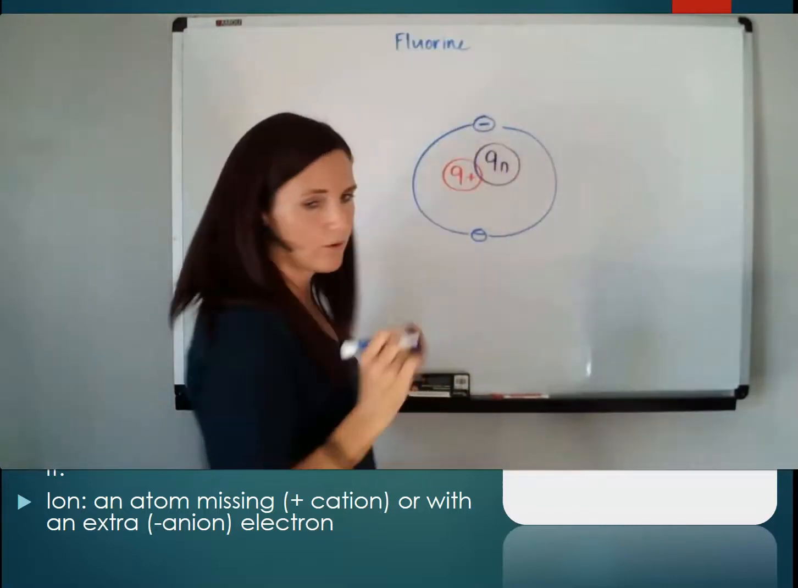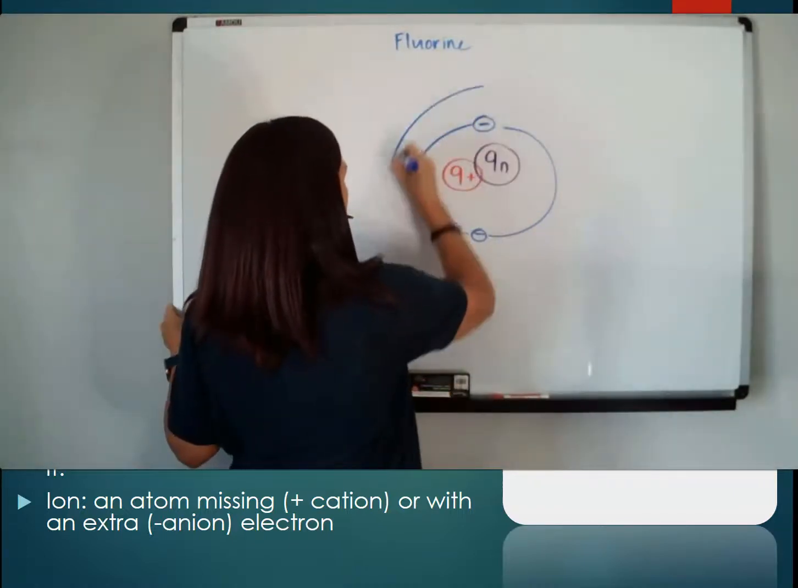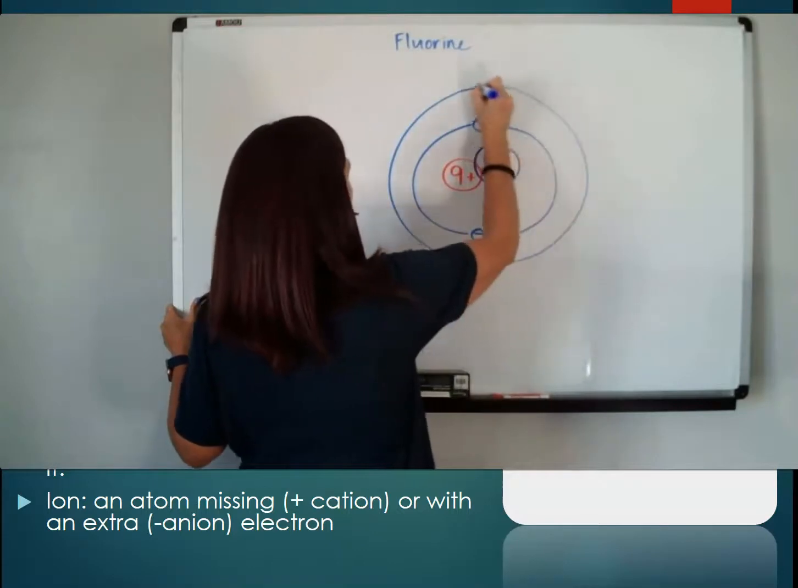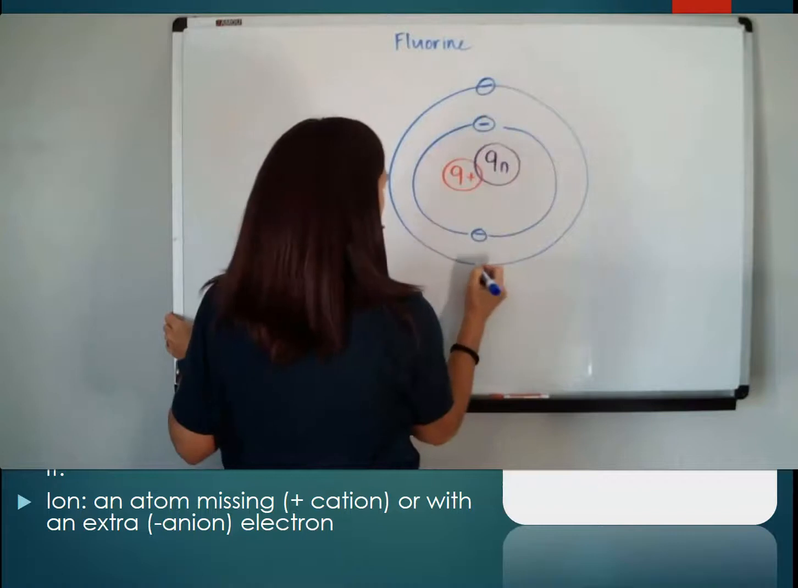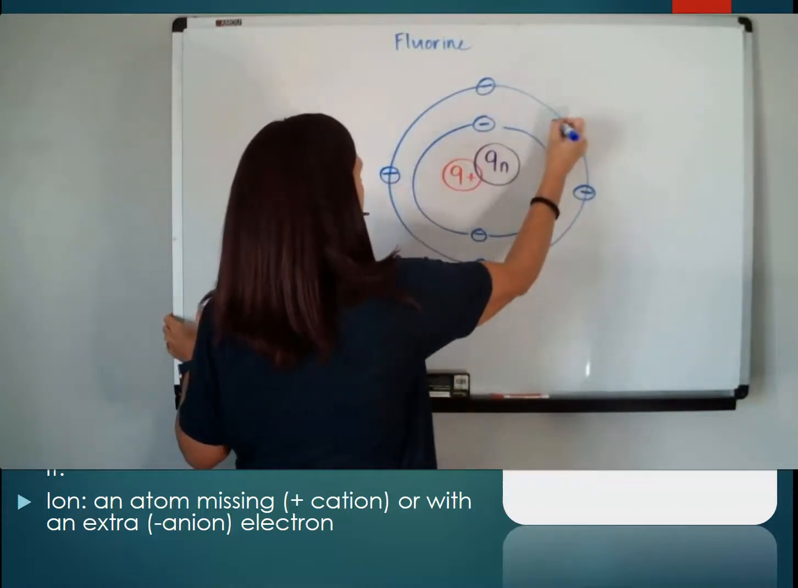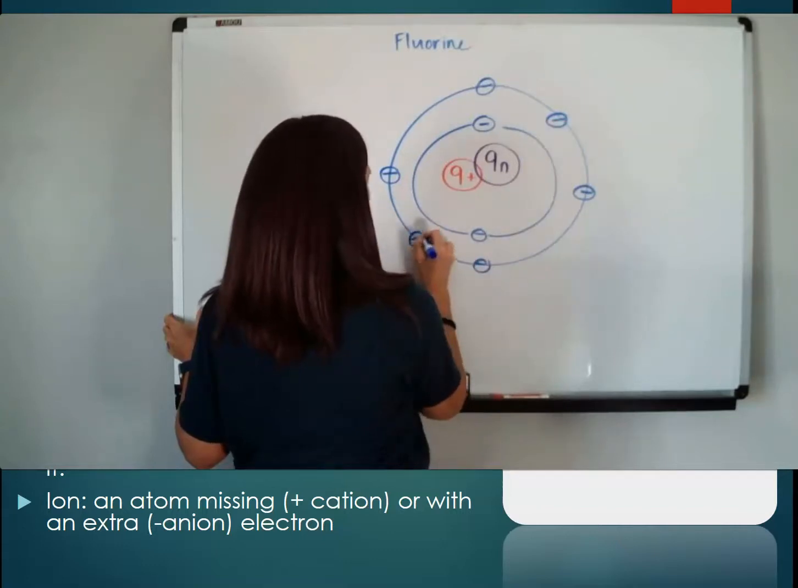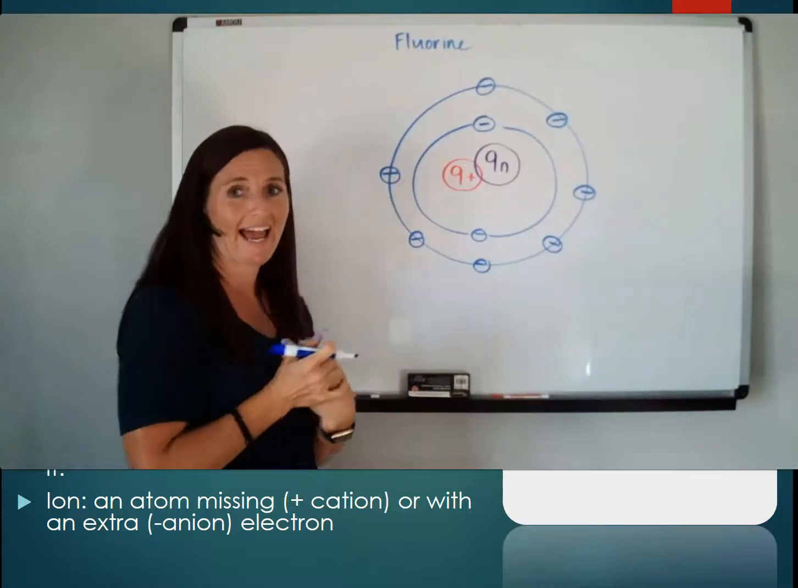Quick reminder that we're looking at fluorine here. 2 in the center, and then I can put up to 8 on the shelf. So I have 1, 2, 3, 4, 5, 6, 7, 8, 9. That's how many total electrons I have.